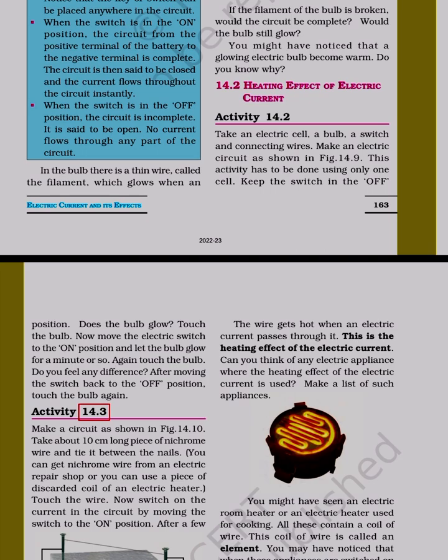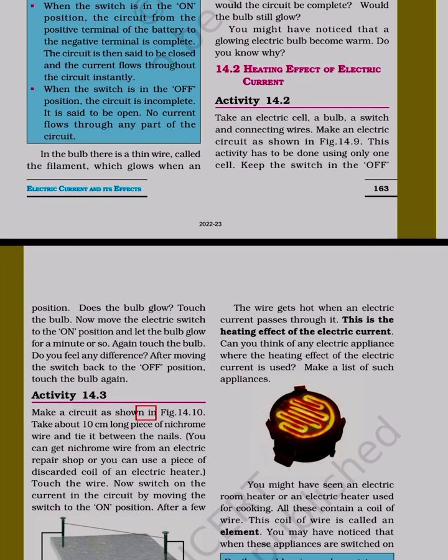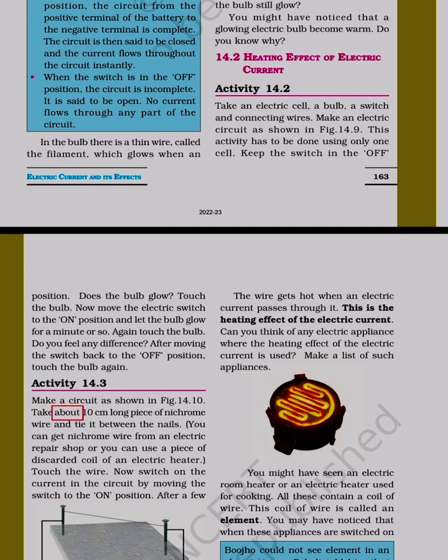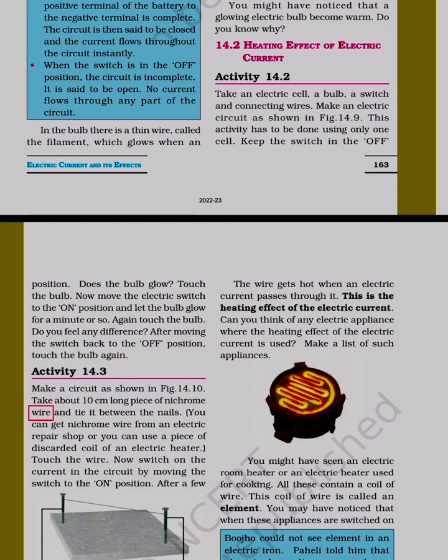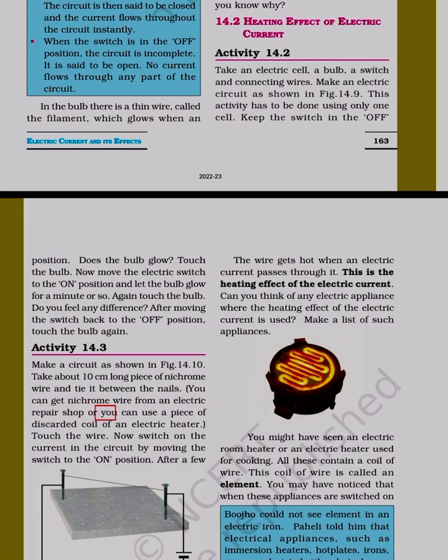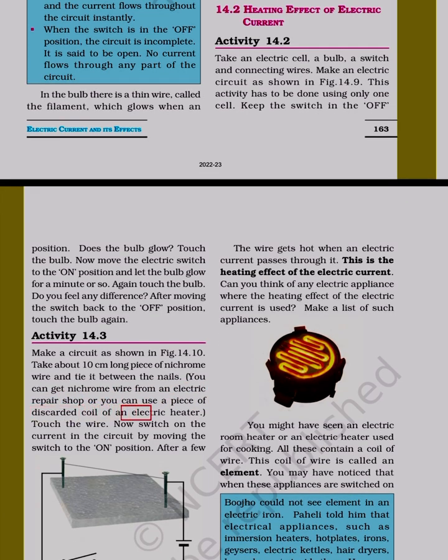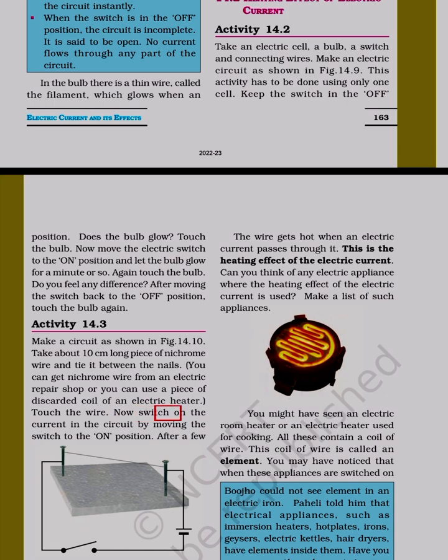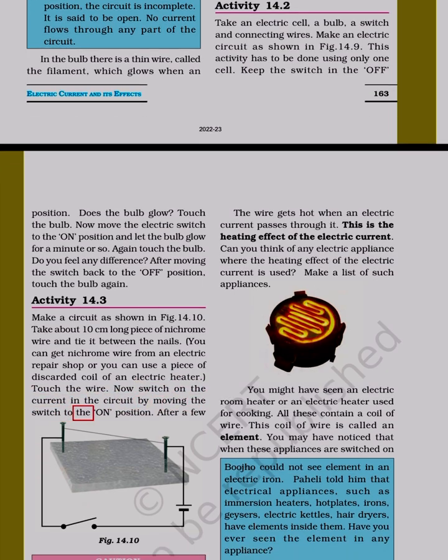Activity 14.3. Make a circuit as shown in figure 14.10. Take about 10 centimeters long piece of nichrome wire and tie it between the nails. You can get nichrome wire from an electric repair shop or you can use a piece of discarded coil of an electric heater. Touch the wire. Now switch on the current in the circuit by moving the switch to the on position. After a few seconds, the wire gets hot when an electric current passes through it.